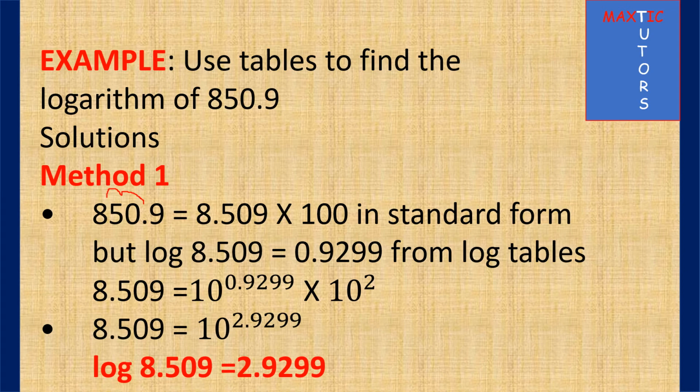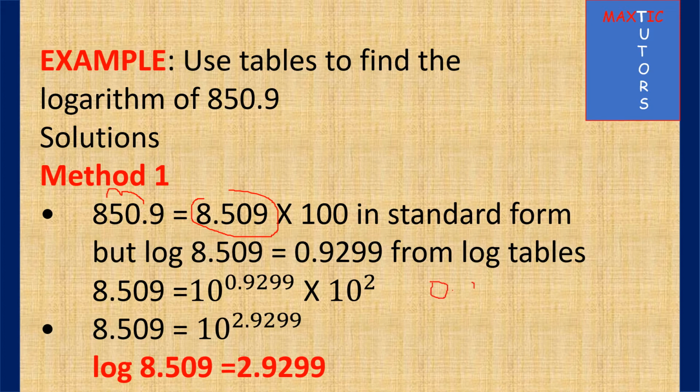So your 8.509 will now be 10 raised to the power of that logarithm that you were able to get from the 4-figure table. So it is 10 raised to the power that number, times 100, which is what? 10 raised to the power 2. So 8.509 will now be 10 raised to the power 0.9299 plus 2, because this is in form of indices. And in indices you add together.